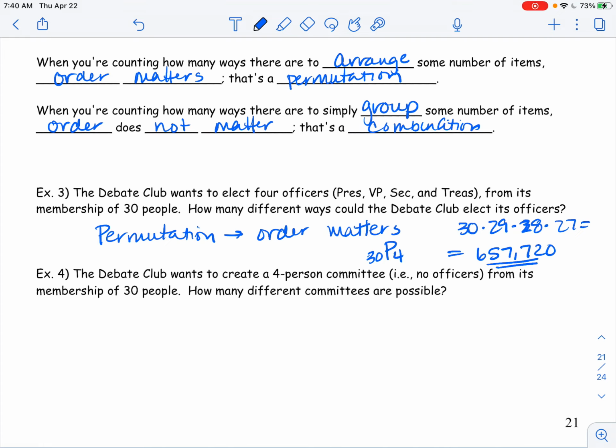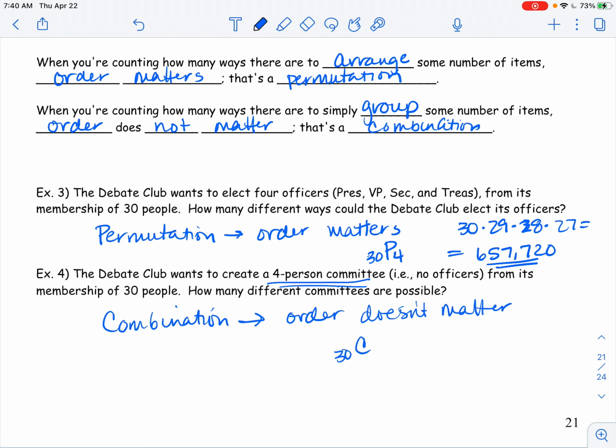In example 4, the debate club wants to create a 4-person committee. Okay, so order doesn't matter. This is a combination. So if we have 30 people and we want to choose 4 in our calculator, that's going to give us 27,405.